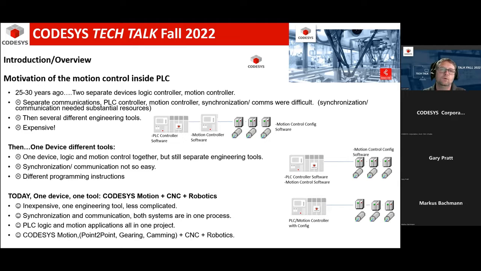With CODESYS motion control, the big points I want to push out there are that we're doing point-to-point, gearing, and camming, and then the added part would be the CNC and robotics. So today we're filling the full gamut of things we can work with and do. And that was the goal from the get-go.